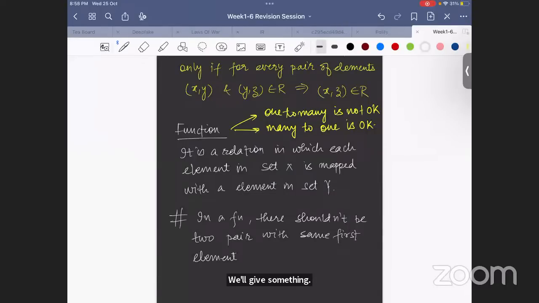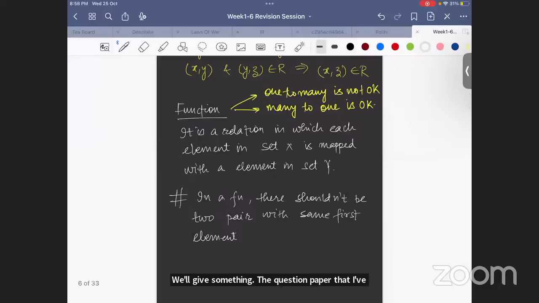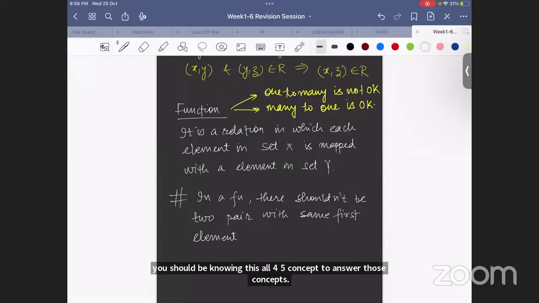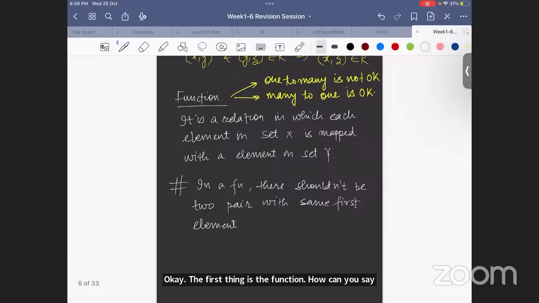The first thing is the function. How can you say whether any given plot or graph is a function or not? What is the most important thing to check? Sir, every element must have a unique image. Yeah, correct. Is it the horizontal line test or the vertical line test? The vertical line test you can do.